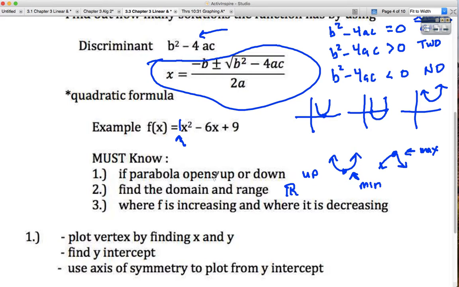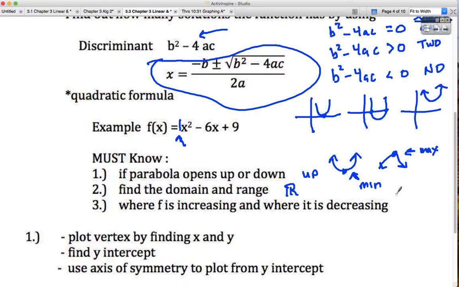Well, if I know how to determine the vertex, I can now determine the range. The range in a min situation will be simply the y value, minimum, and then all values above, which would be infinity. If you have an upside down quadratic, it simply would be the y value for the max, which would be the vertex, and then everything below, which would be negative infinity.